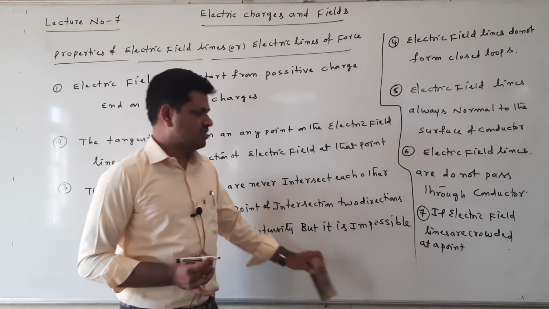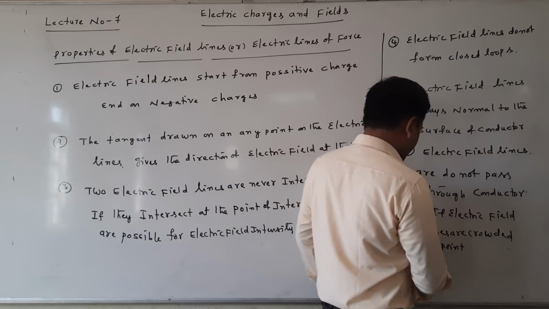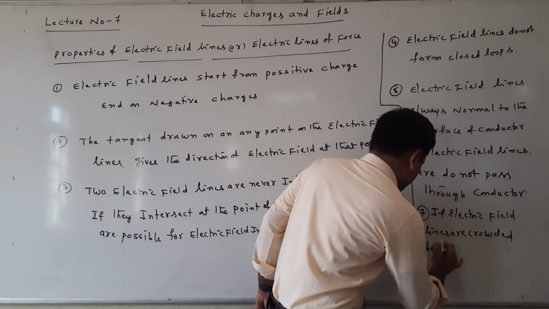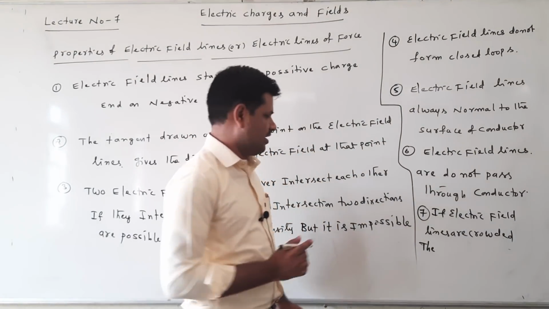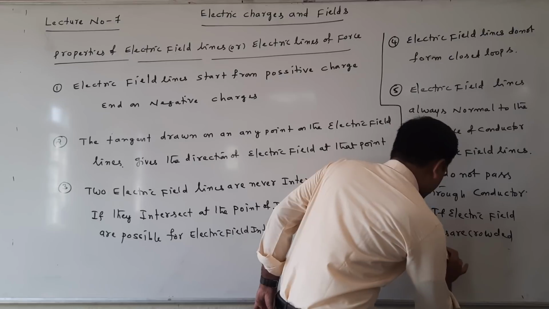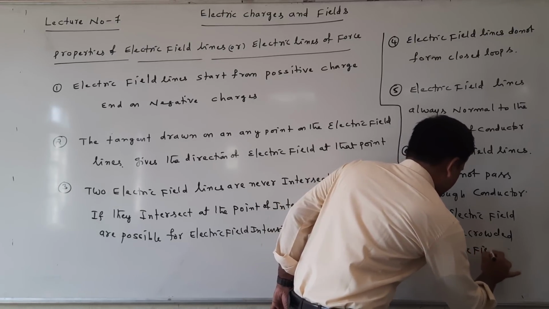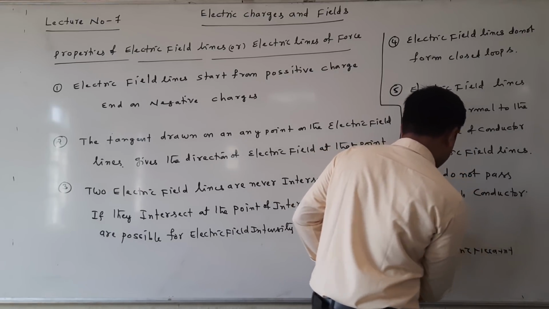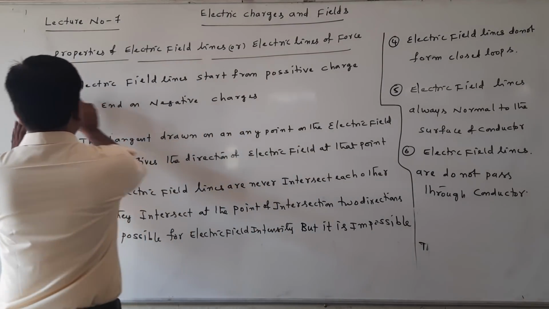If electric field lines are crowded at a point, what happens here? At that point the electric field intensity is more.